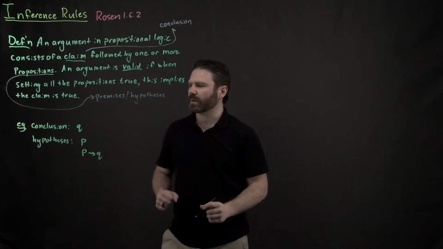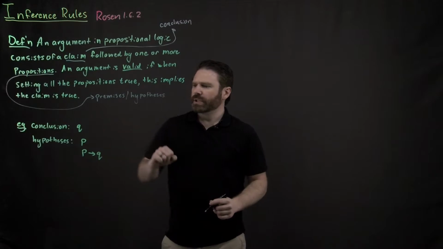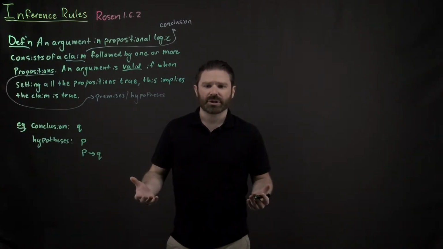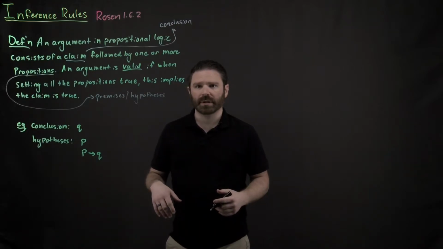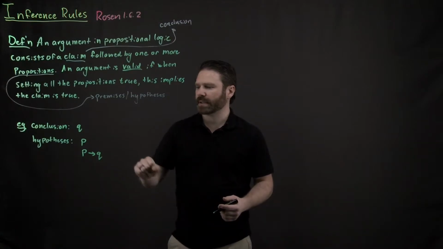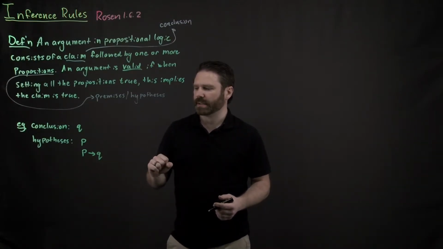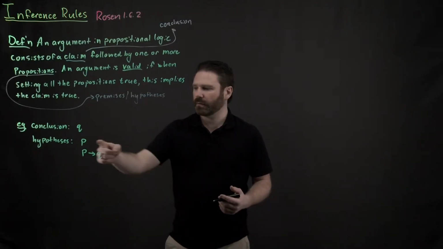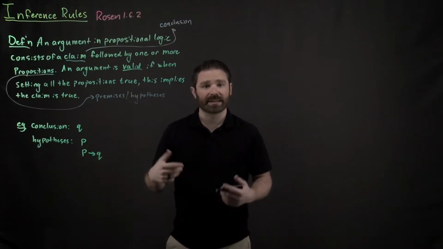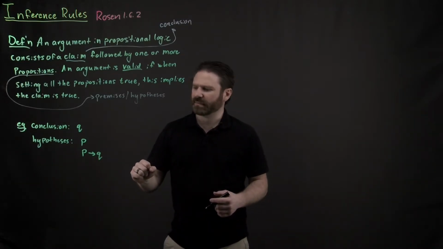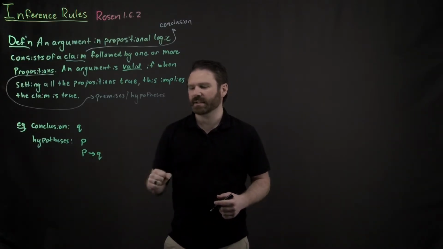Okay, so here's an argument right here. The conclusion I'm given is Q, and you can think of Q to be any logical proposition that you want. For example, we could think of Q as it is warm, and we have two hypotheses right here. The first hypothesis is P, and the second hypothesis is P implies Q. So if you wanted to, you could think of the P right here being the sun is shining, and so this P implies Q right here would be something like, if the sun is shining, then it is warm.